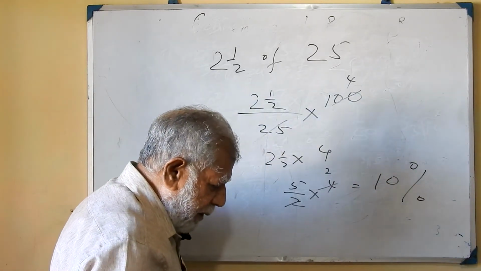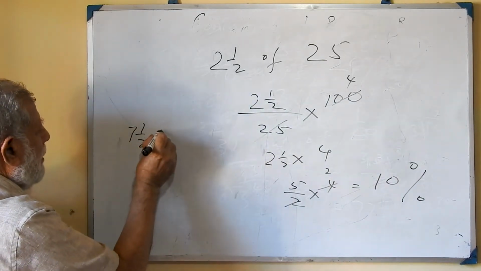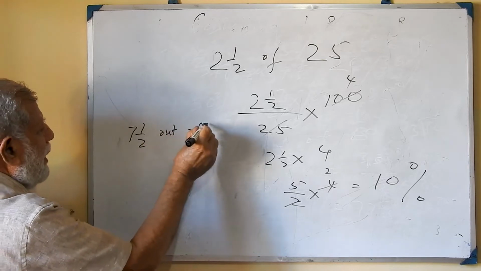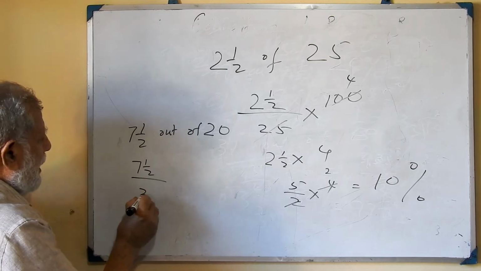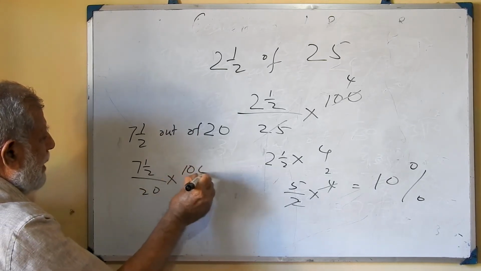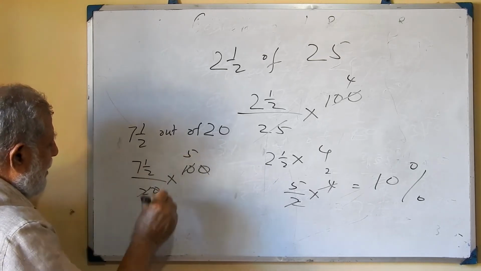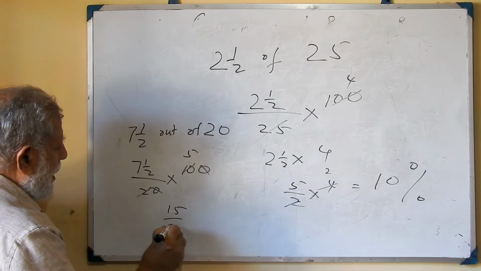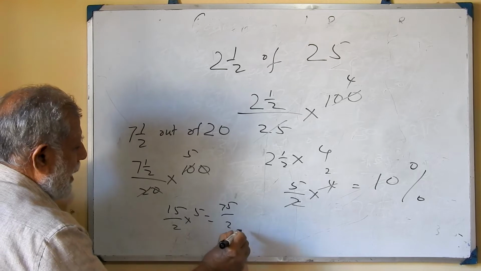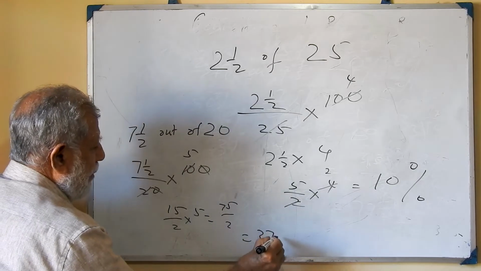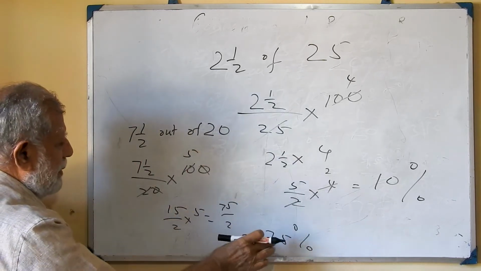Right. So 7.5 out of 20, we'll take another example. 7.5 out of 20. So that will be 7.5 upon 20 into 100. Again 0, 0, 5. So 7.5 into 5, make it improper fraction. 15 upon 2 into 5. That is equal to 75 upon 2. That is equal to 37.5%. So 7.5 out of 20 is equal to 37.5%.